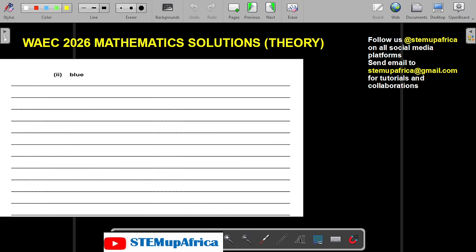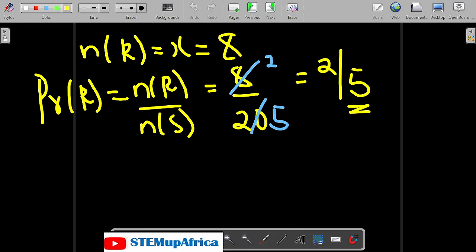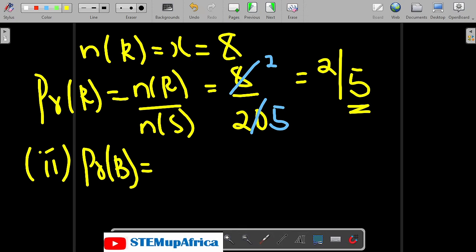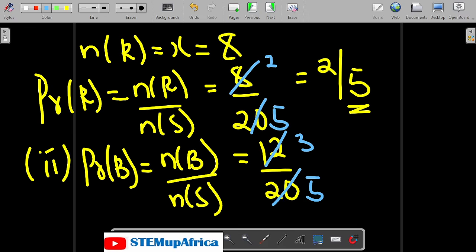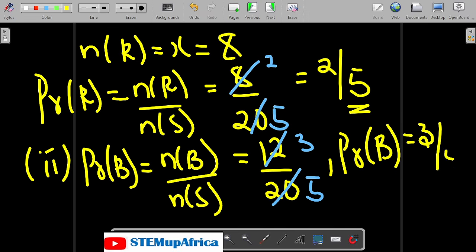Then B, Roman figure 2, probability of blue. The probability of blue will give us the number of blue balls over total balls, which is our sample space. Blue balls is 12, sample space is 20. I can cancel out 4 here, 3, and 4 here, 5. So the probability of blue is simply 3 over 5. So that's the solution to question 4.